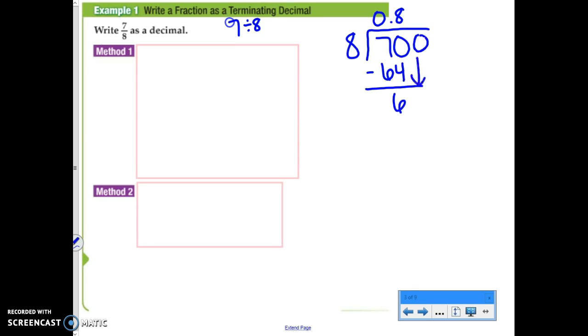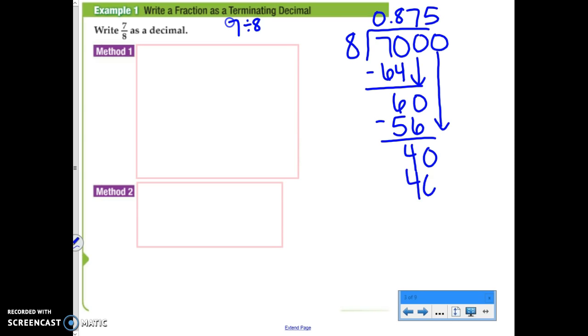I add another 0, carry it down, and now 8 goes into 60 7 times. 7 times 8 gives me 56, and when I subtract those, I get 4. Again, I know that 8 cannot go into 4, so I add another 0, carry it down, and I know that 8 goes into 40 5 times. 8 times 5 gives me 40. And when I subtract those, I get a remainder of 0, okay? So 7/8 written as a decimal is equivalent to 875 thousandths, okay?